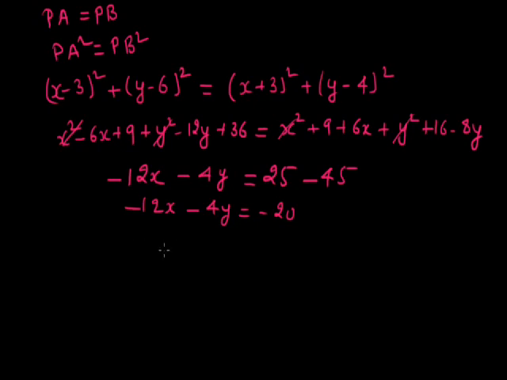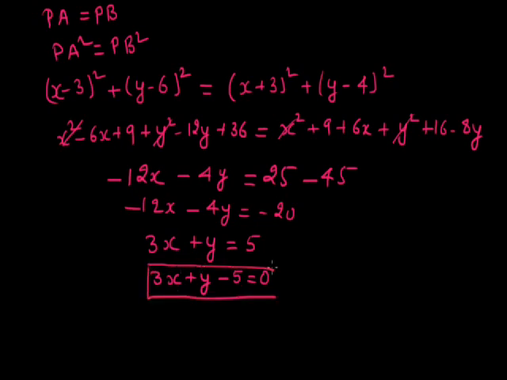Suppose we take common minus 4. Minus 4 is common. So we will get 3x plus y is equal to 5, or 3x plus y minus 5 equal to 0. That we have to prove. This we have proved: if a point P(x, y) is equidistant from 2 points A (3,6) and B (minus 3,4), then 3x plus y minus 5 will be equal to 0. We will take another example.